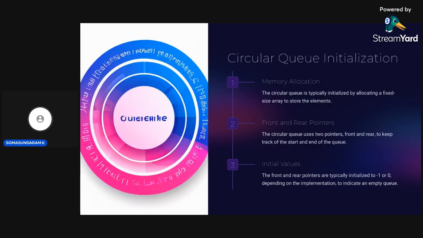Circular queue initialization: memory allocation, front and rear position, initial values. The circular queue is initialized by allocating a fixed size array to store the elements. The circular queue uses two pointers, front and rear, to keep track of the start and end of the queue. Initial values: the front and rear pointers are typically initialized to -1 or 0 depending on the implementation to indicate an empty queue.